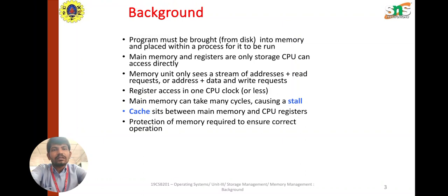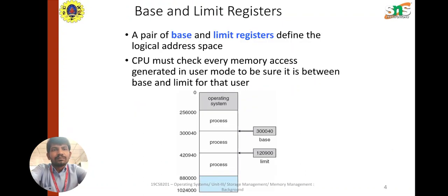A cache sits between main memory and the CPU registers, and protection of memory is required to ensure correct operation. In the background we have base and limit registers. A pair of base and limit registers defines the logical address space. The CPU must check every memory address generated in user mode to be sure it is between the base and limit for that user.